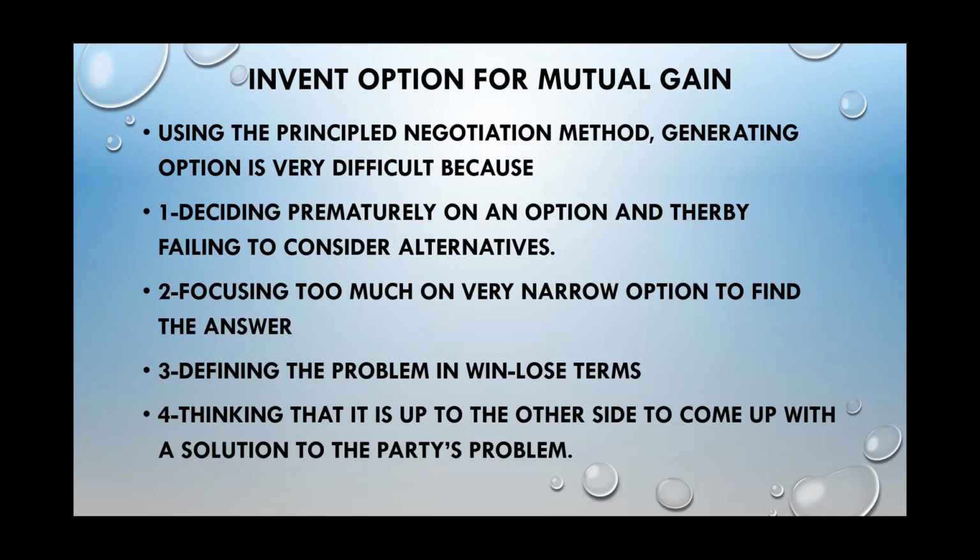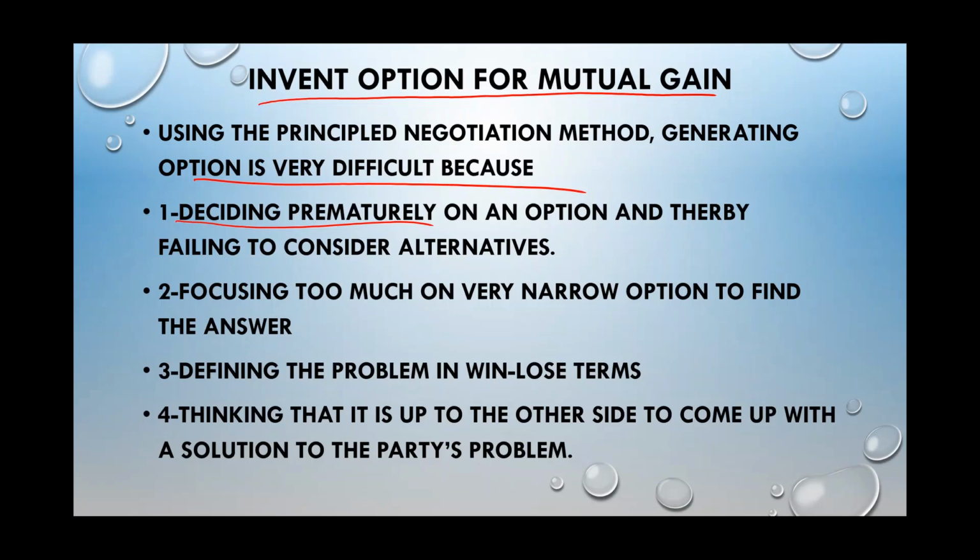The third principle is invent options for mutual gain. When using the principled negotiation method, generating options is very difficult. Usually, the problems that we encounter while generating options can be categorized into four problems. The first problem is people decide prematurely on an option, thereby failing to consider alternatives.